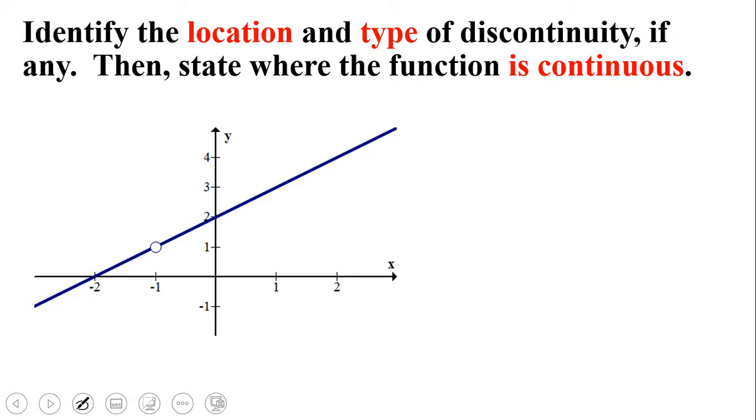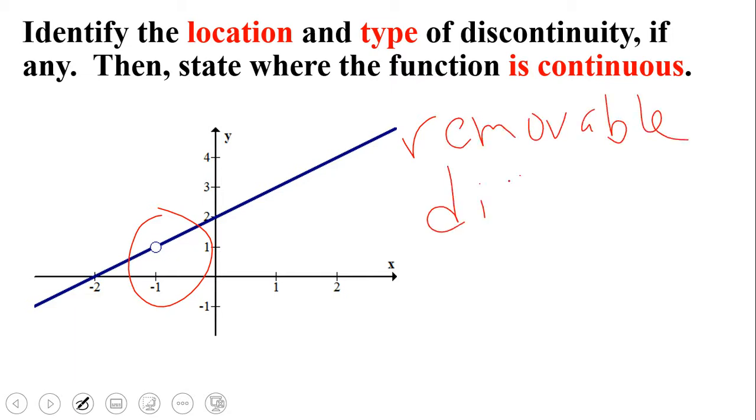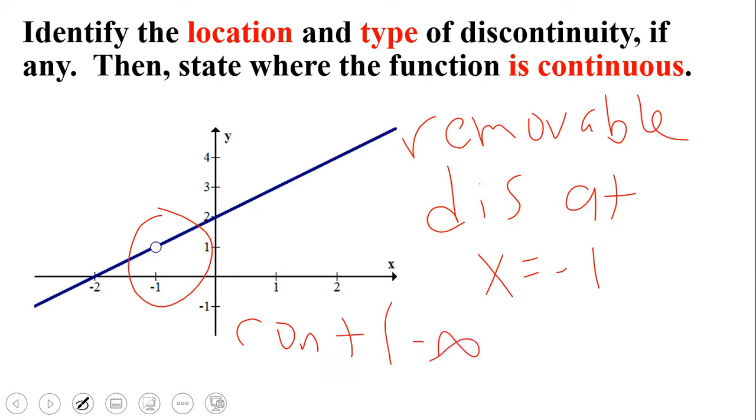Here in the next example, all there is is a sad, lonely little hole. So remember that a hole in the graph is called a removable discontinuity, and it's located at x equals -1. Because there are no other issues, you would say that it's continuous from -infinity to -1, and then from -1 to 0.